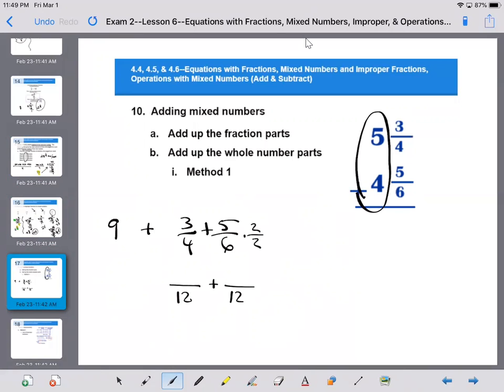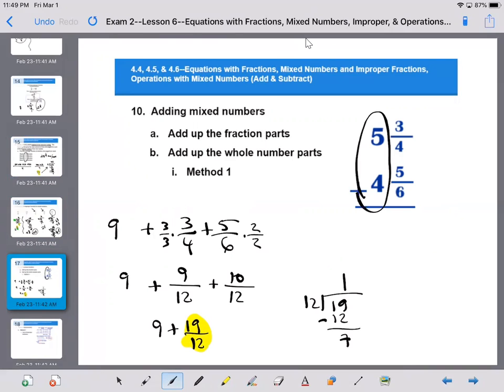So you still find your n divided by n. So that'll be 10/12, which is equivalent to 5/6. And this would be 3/3, which would be 9/12. And 9/12 is equivalent to 3/4. So this would be 19/12 plus 9. And we don't leave this 19/12 in that format. So we would divide. So we would have 9 plus 1 and 7/12, or 10 and 7/12.